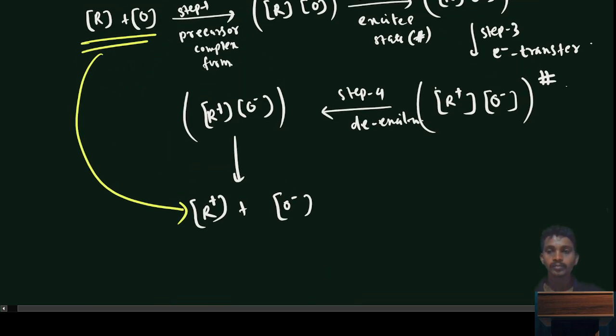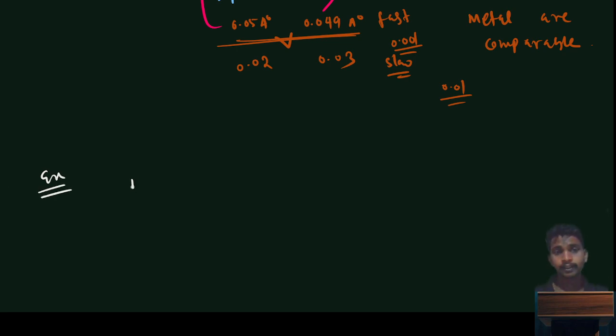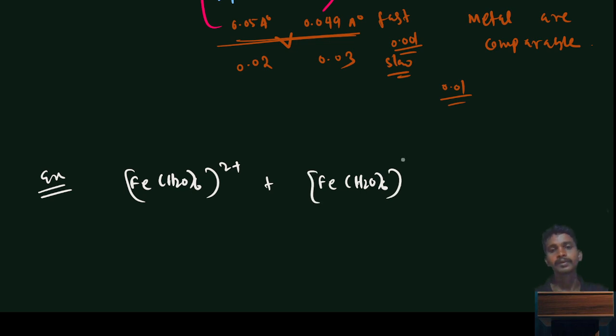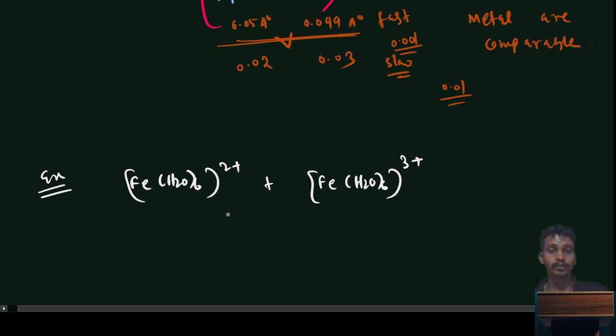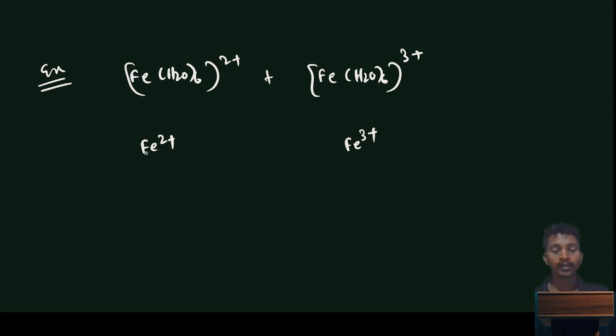Now we'll look at some examples and study the factors that affect the rate of outer sphere mechanisms. Let's take the same example: Fe(H2O)6 2+ and Fe(H2O)6 3+. Here we need the concept of high spin and low spin complexes, which is always important. Then we can easily work out the outer sphere mechanism, because we know the Lavalent concept. This is Fe2+, which is d6, and this is Fe3+, which is d5.